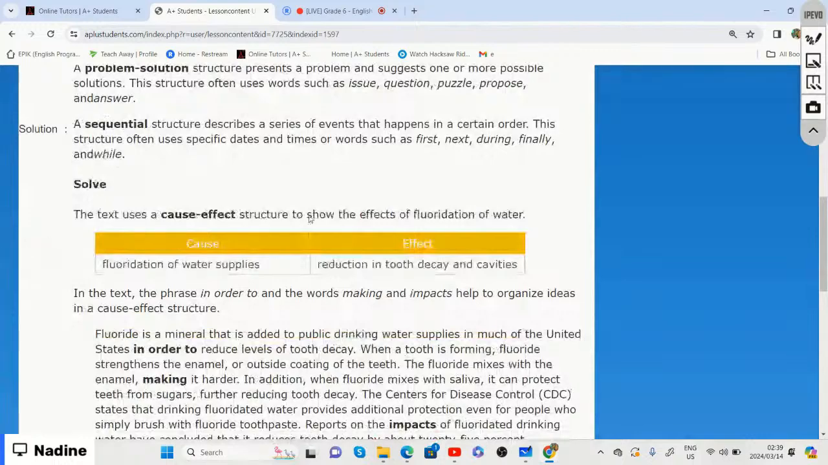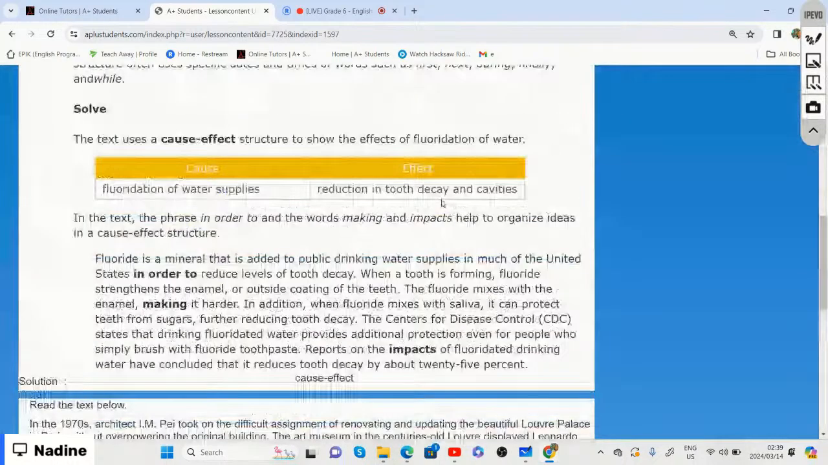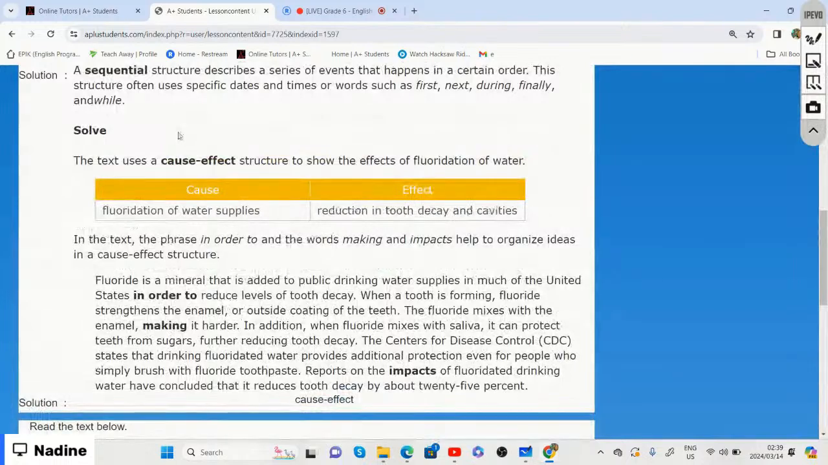Let us go to, okay, here it says, with the cause and effect structure, here we have the cause and we have an effect. So that is how it is when it comes to the types of structure. You have maybe the cause on the one side and you have the effect on the other side, right? The same with the comparisons one, right?